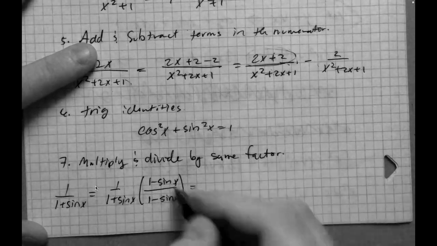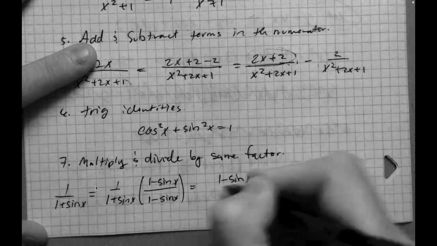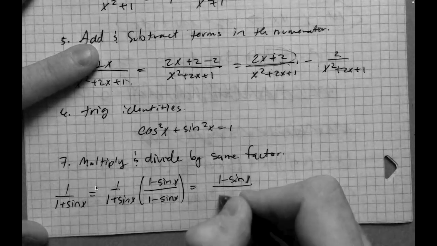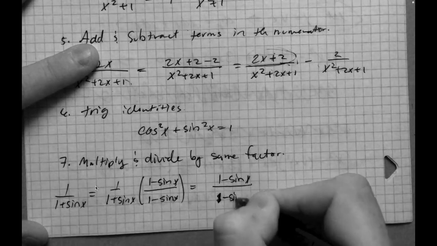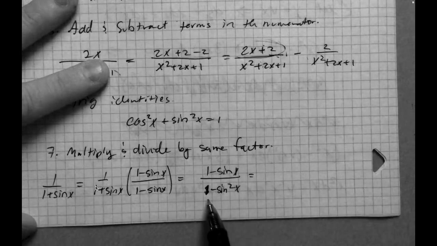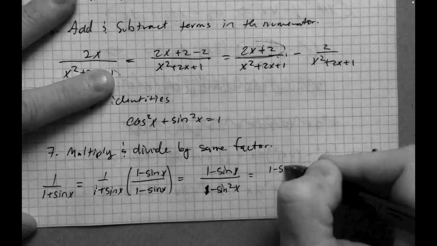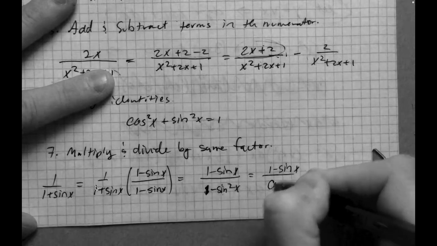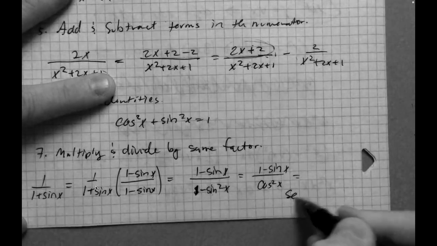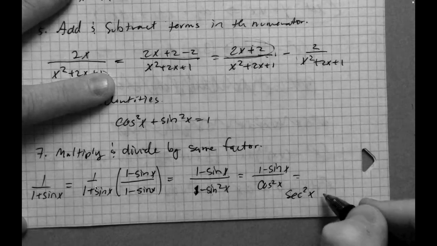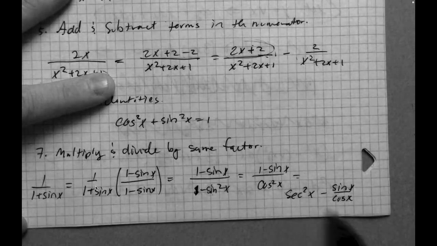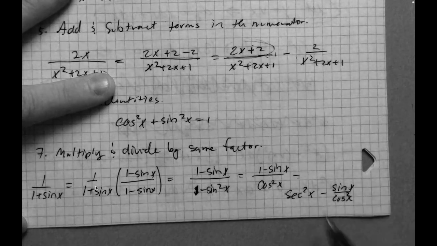Okay, and when you do that, you get 1 minus sine of x on top. And what do you get on the bottom? You get 1 minus sine squared of x. And here comes a trig identity. This is cosine squared x. All right, and so this can all be rewritten as secant squared x minus sine of x over cosine squared x.